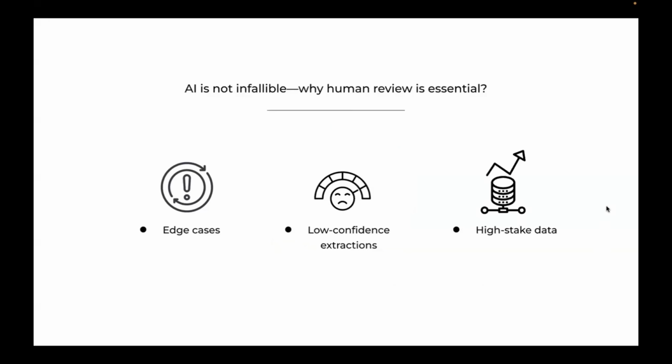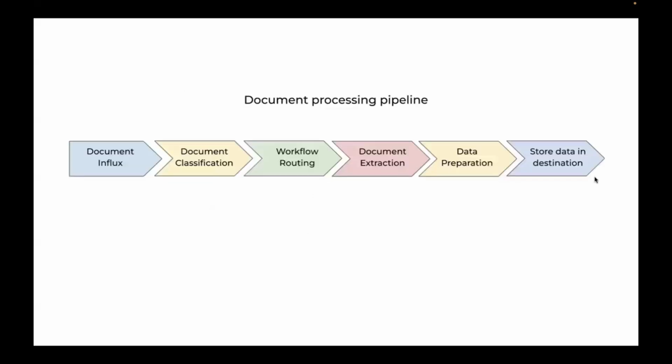So where do we exactly place this in the entire document extraction pipeline? What you see over here is a typical document processing pipeline. Again, there are various use cases, but I've just taken a generic pipeline over here. So you get the document influx from your source. You might want to classify your document, and based on the document type, you would route it to the different document workflows that you have. And after that, you would extract the relevant data from the documents, prepare it, and finally store it in the destination. So this entire process can be automated by AI.